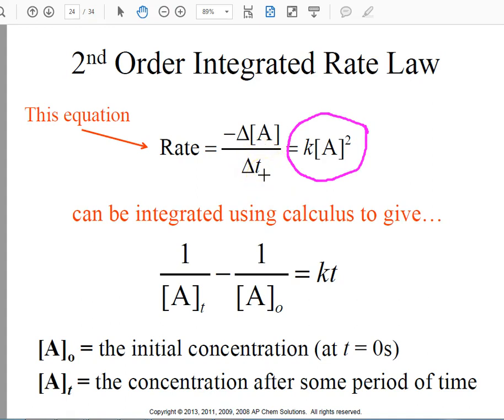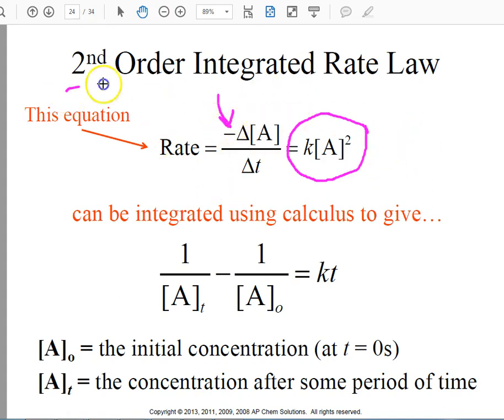Now this could also be true of a product, but we're wanting to relate it to the rate law, and the rate law has the reactant in it. So that's the reason it is written in this way. And remember, this negative is here because reactant concentrations are decreasing, but we want our rates to be positive. So that negative and negative will cancel to make a positive.